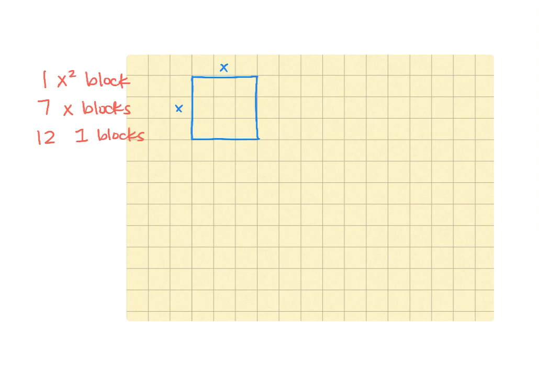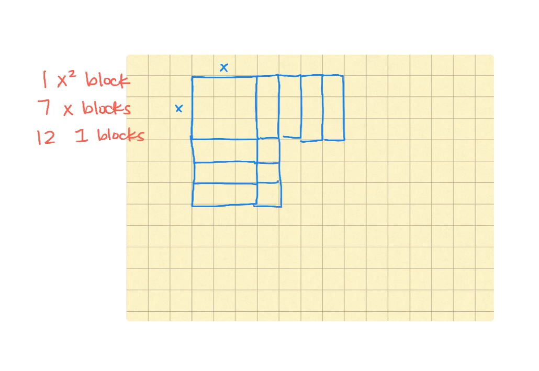All right, well, maybe what you came up with is that I could put 4 X blocks along the side here, 3 going down here, and then this would have my 12 1 blocks there. And you could have put 3 along the side and 4 going down.